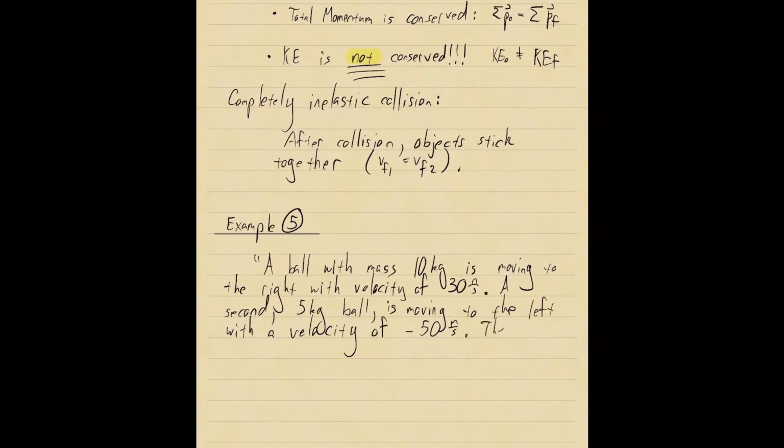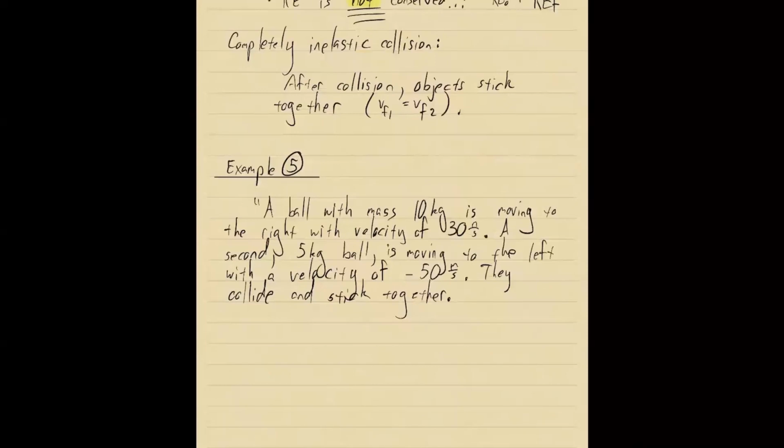The problem says that they collide and stick together. The problem wants us to figure out what the final velocity of each ball is. Well, since they both stick together after the collision, this is a completely inelastic collision, right? So the only thing that's being conserved in this problem is the momentum.